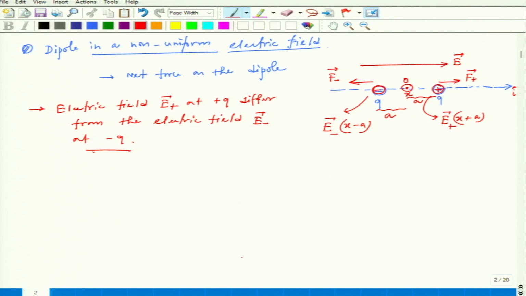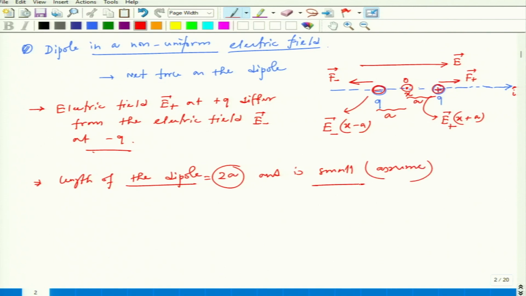Now assume the dipole to be very small and we expand the field, since a is a small parameter. Here we consider that the length of the dipole, 2a, is small.